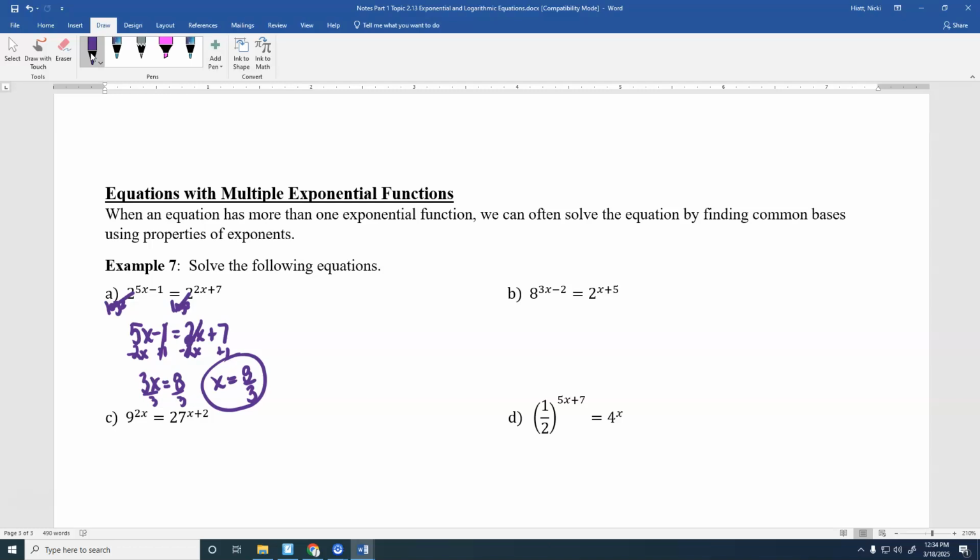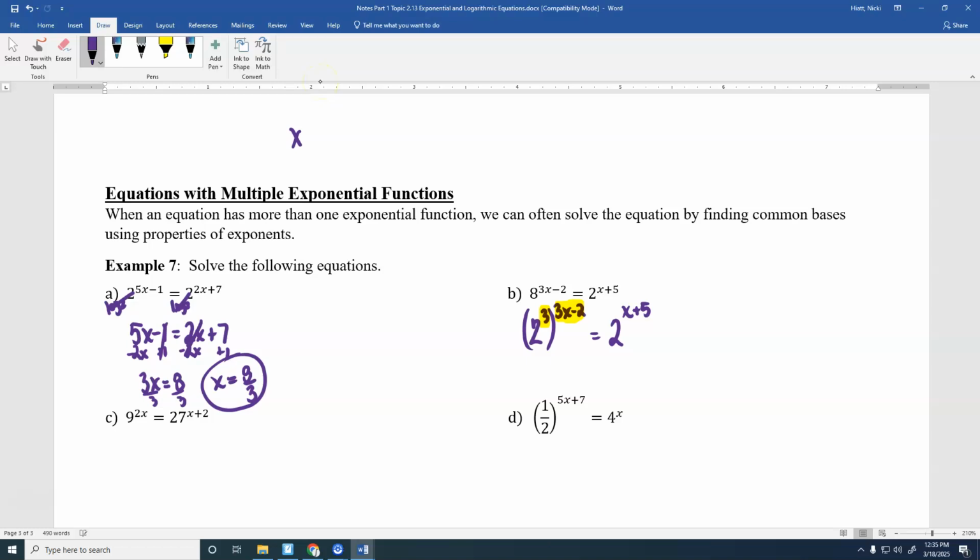So in this case though, 8, can I write it as 2 to some power? I can. It would be 2 to the 3rd, right? So I could write it like this. 2 to the 3rd to the 3x minus 2 equals 2 to the x plus 5. And when I have a power raised to another power, what do I have to do with those exponents? I multiply them together, right?